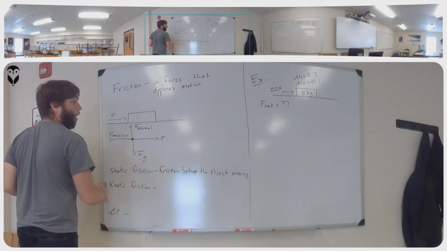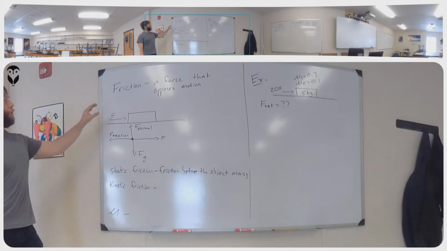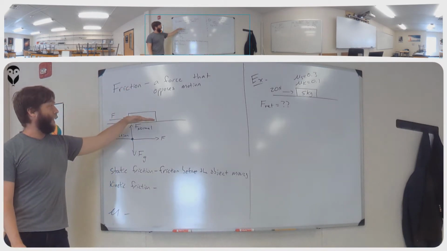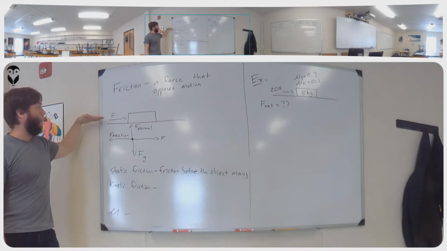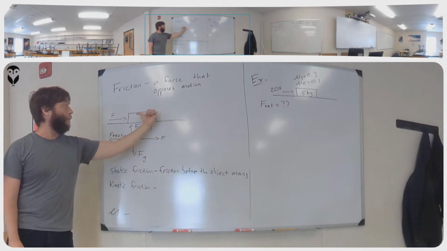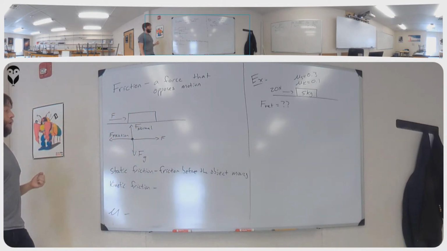Okay, so here we are, we're talking about friction right now. Friction is a force that opposes motion. So in this example, we have a block. I'm trying to move it with a force to the right, and friction is going to try to oppose that force, and it's going to push to the left.